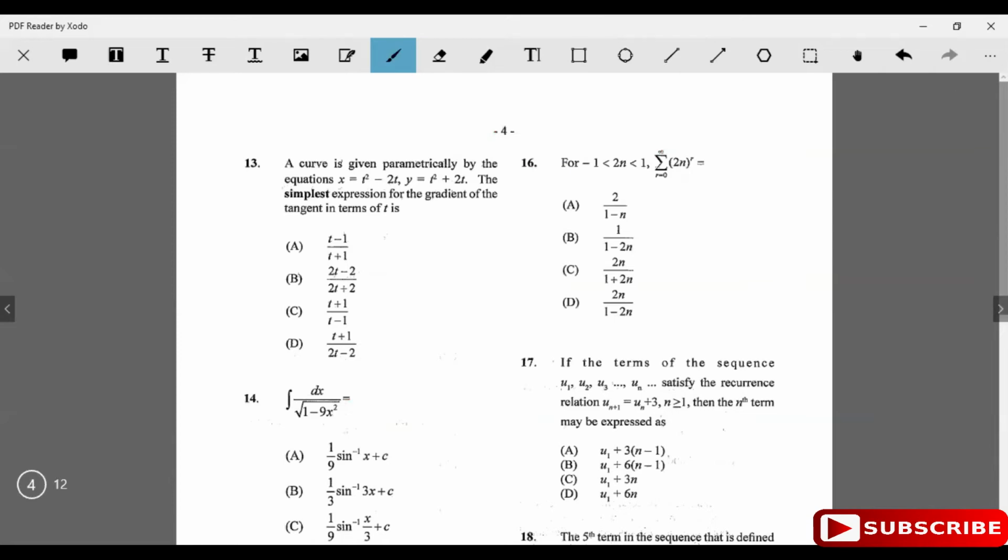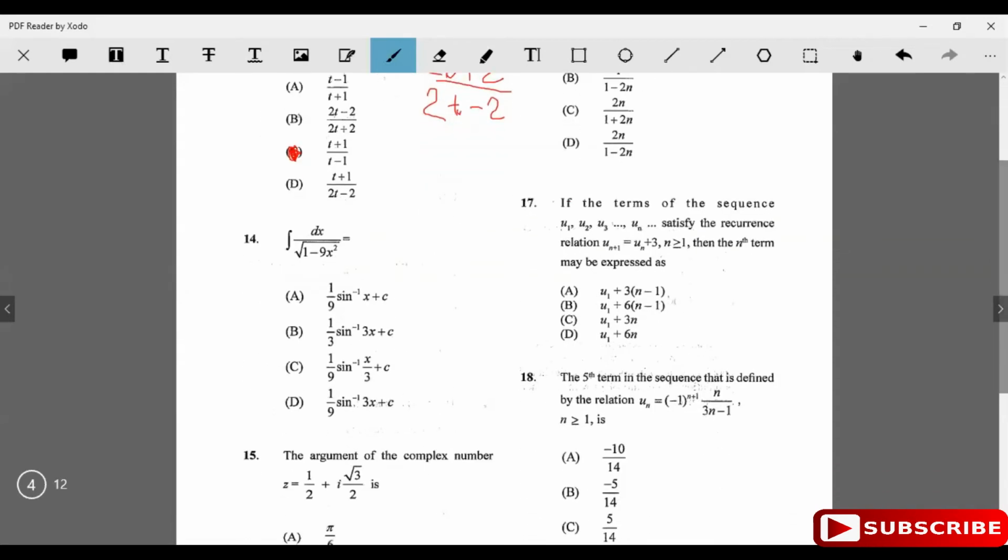Question 13. This is a repeat question. All we do is find the derivative of y. The derivative of y is going to be 2t plus 2. We divide it by the derivative of x, which is 2t minus 2. And then we'll factorize out the 2 and we'll get that. That's a repeat question. This seems to always come. Easy question.